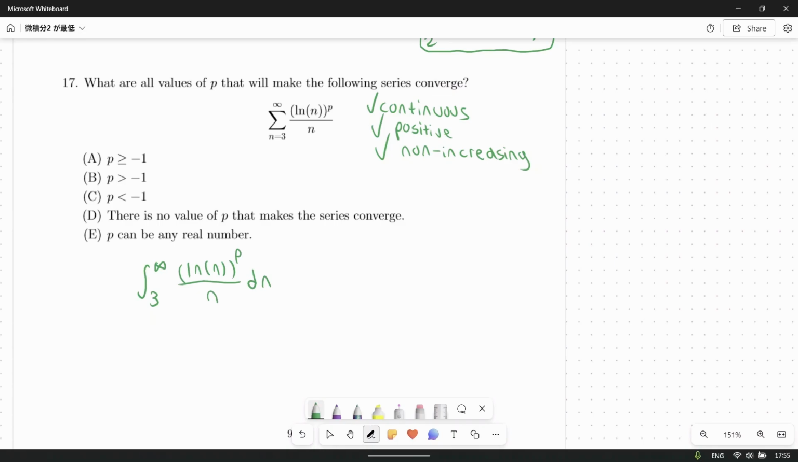And this is a very simple integral. We can just take a u-sub to get somewhere. So we can say that u is going to be equal to ln of n, and then du is going to be equal to 1 over n dn. So dn is going to be equal to n du. And then adjusting our boundaries, ln of infinity is going to be equal to infinity, and ln of 3 is just ln of 3. So our new boundaries for our integral are going to take the form of the integral from ln of 3 to infinity of u to the p power times n over n du.